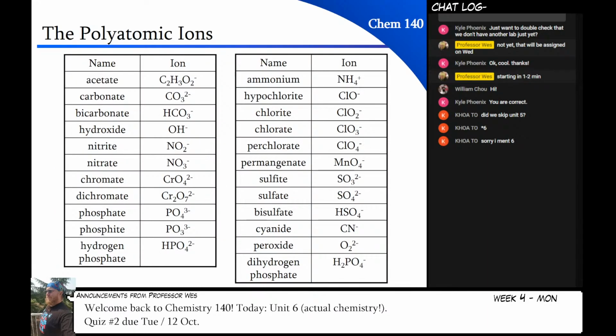Now, the list is rather large. In fact, this is page 1. Here's page 2. So you could pause the video and look at this. You can see all these charges here. Charges are always written after the substance. They are always written as a superscript. And all of the charges except for one are negative. This one over here is positive.